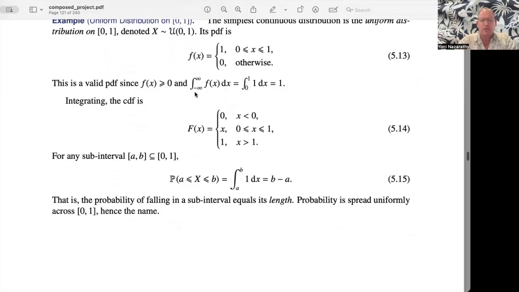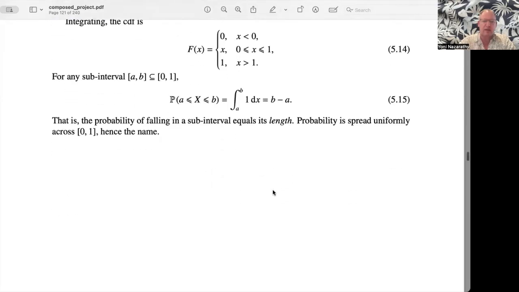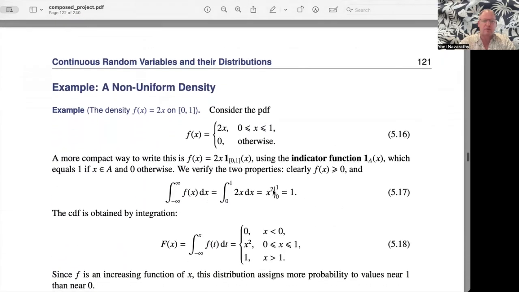Once you have this density, for any subinterval a, b, which is a subset of 0, 1, if you want to look at this probability, then you can just integrate over it, and that's of course b minus a, so the probability is a length. Okay, that's a uniform distribution.